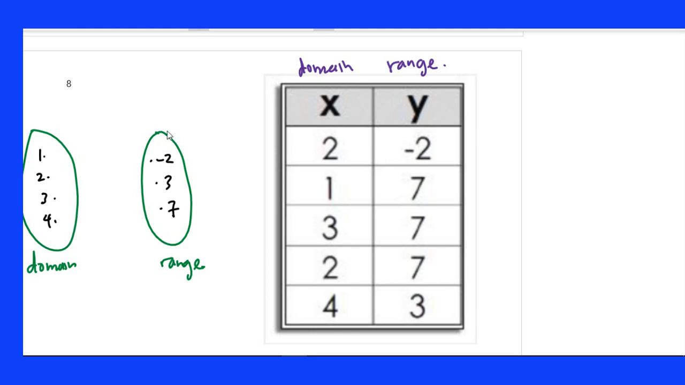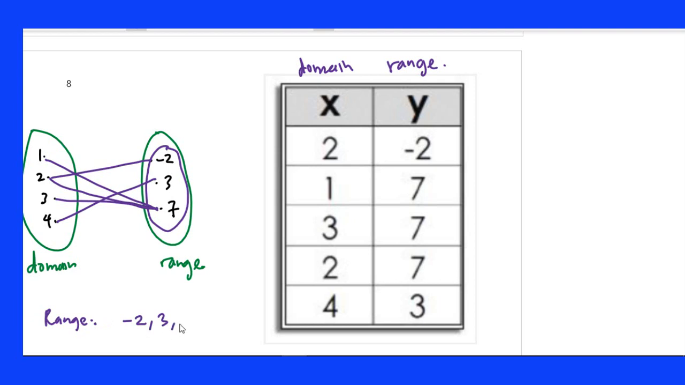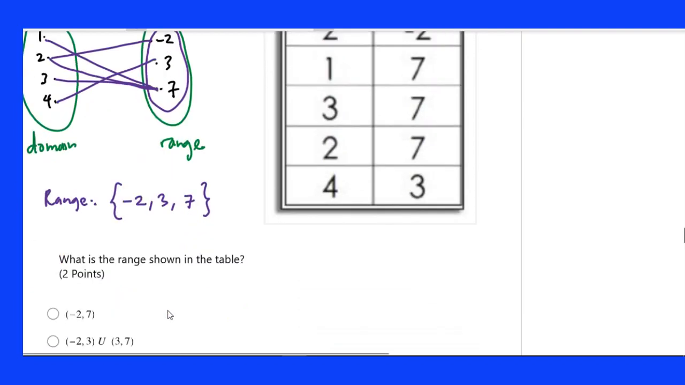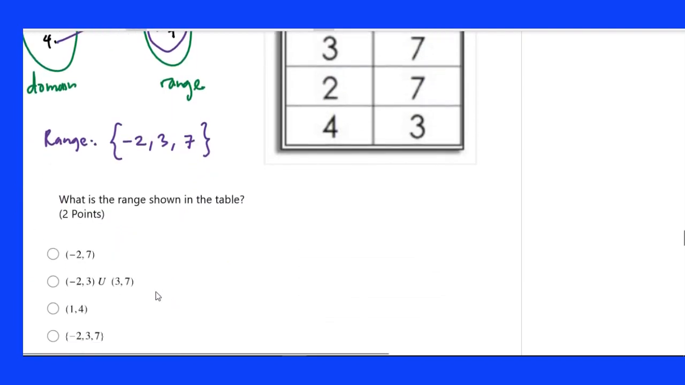You can check the mapping: negative 2 to negative 2, 1 to 7, 3 to 7, 2 to 7, and 4 to 3. So this is the range. The range is negative 2, 3, 7, in curly brackets. Just 3 elements for the range. The answer is 3 elements for the range.